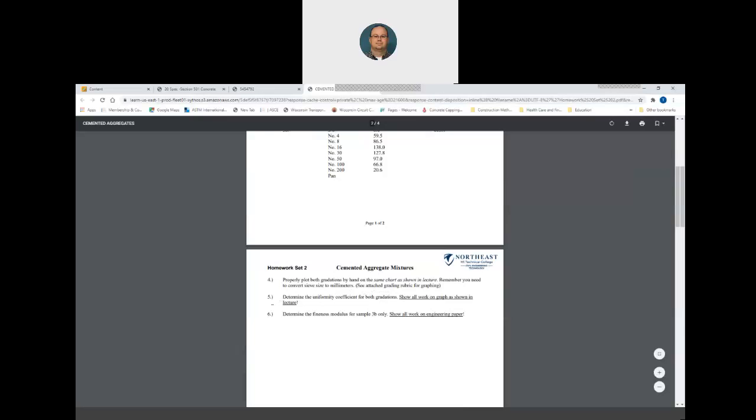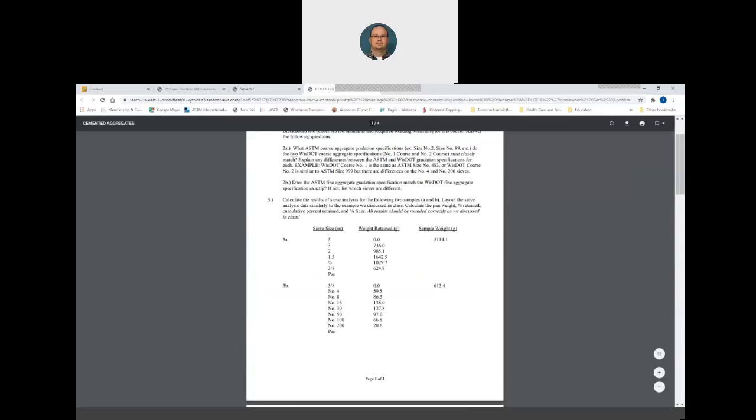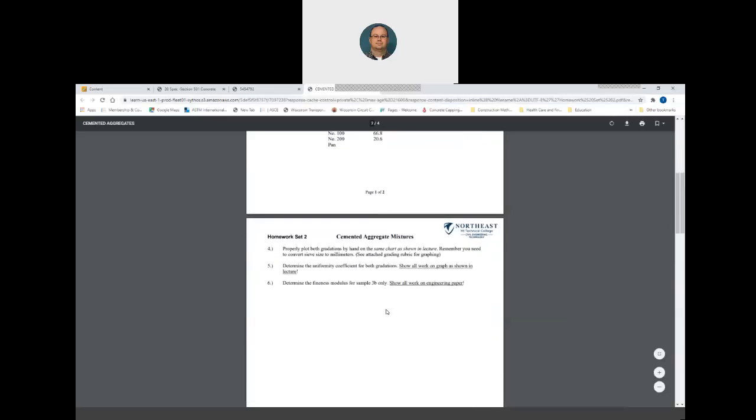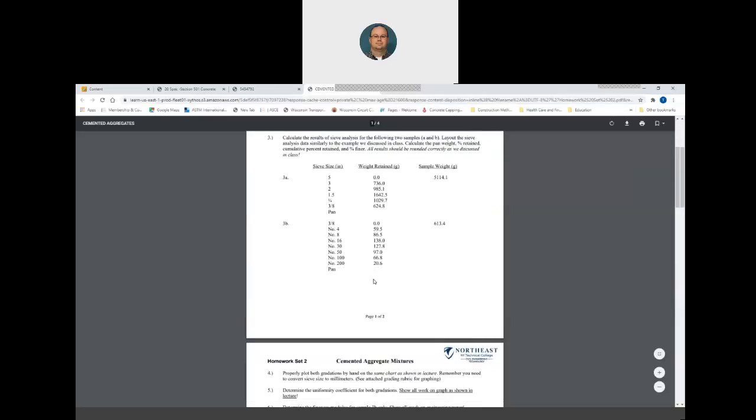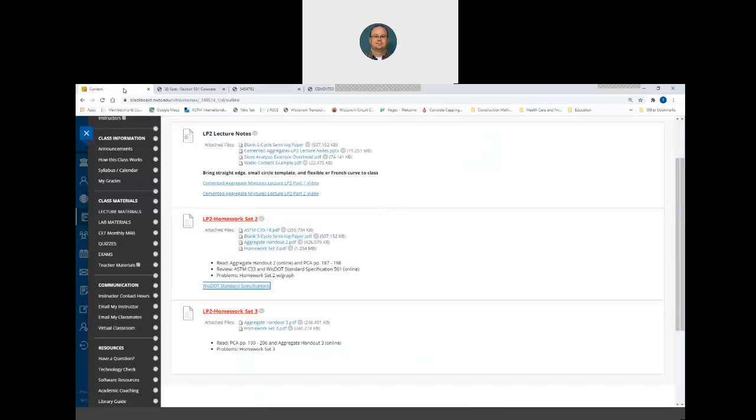Okay. Number 5. Determine the uniformity coefficient for both gradations. So just like I showed you in the video. And then determine the fineness modulus for sample 3B only. Okay, so that's this guy. All right, determine that for this guy only and show it on engineering paper. All right, so that is that homework.